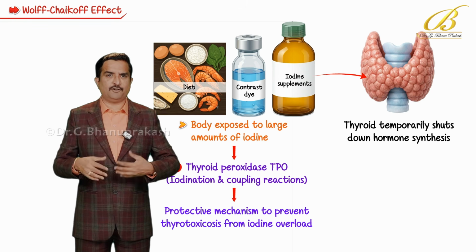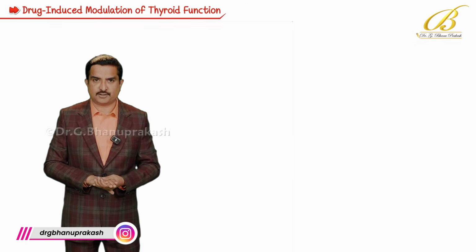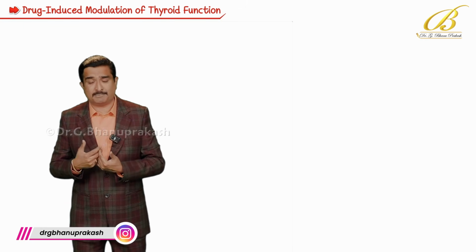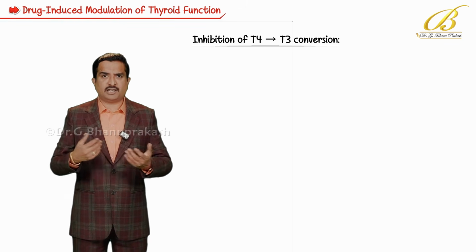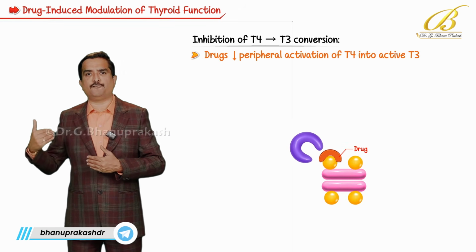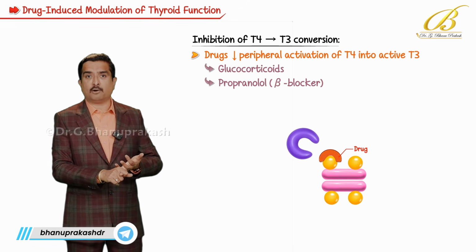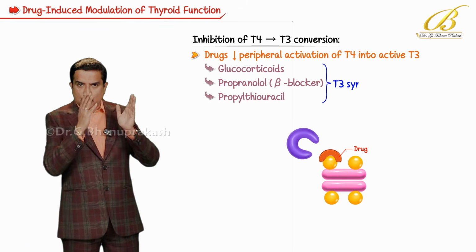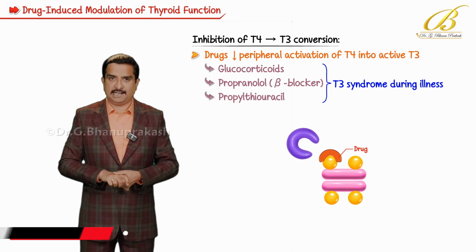Now, let me give you another pharmacology perspective: drug-induced modulation of thyroid function. Let's go over the important pharmacological influences on thyroid hormone metabolism, that is, inhibition of T4 to T3 conversion. There are certain drugs which reduce the peripheral activation or conversion of T4 to active T3. These are glucocorticoids, propranolol, which is a beta blocker, and propylthiouracil. This can lead to low T3 syndrome, especially during illness.